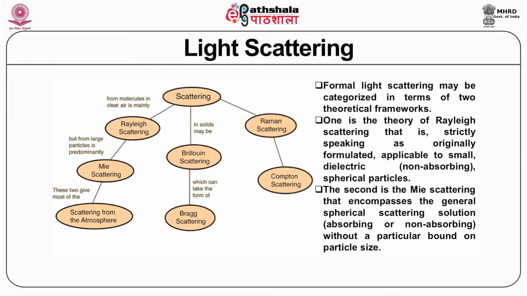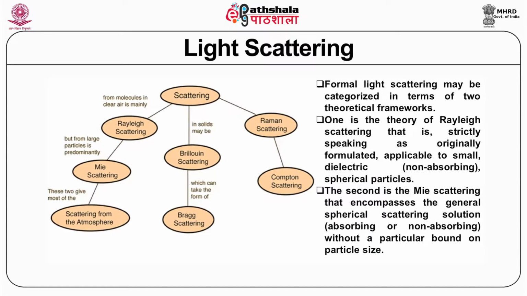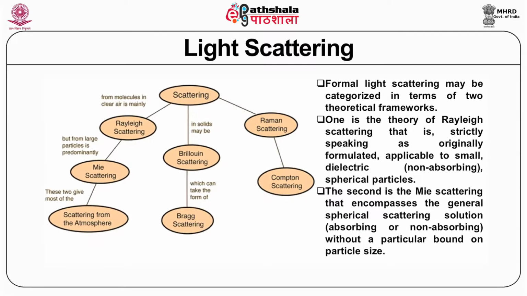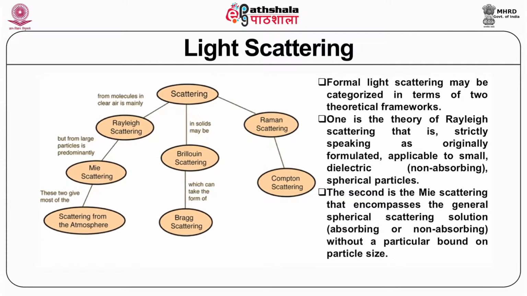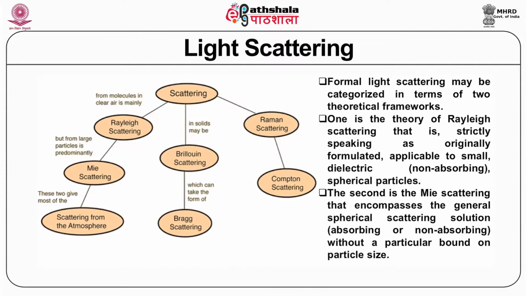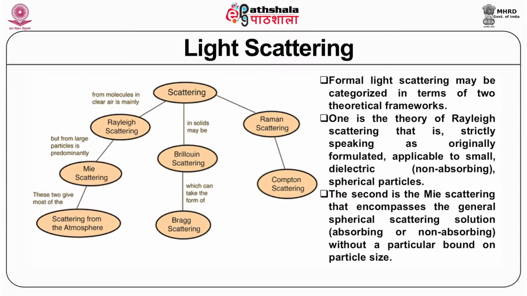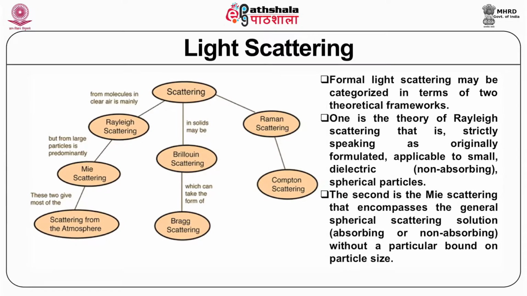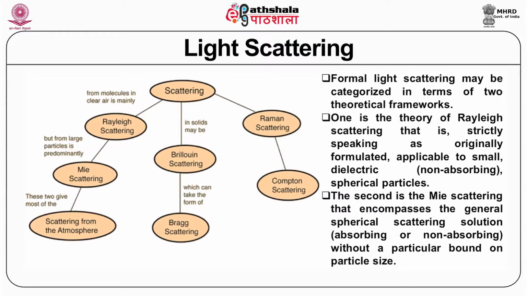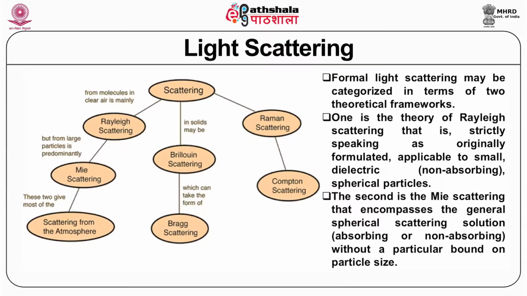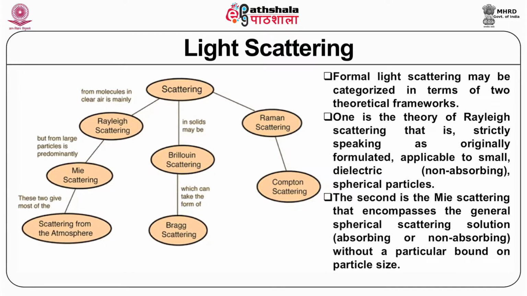So, formal light scattering may be categorized in terms of two theoretical frameworks. One is the theory of Rayleigh scattering, which, strictly speaking as originally formulated, is applicable to a small dielectric, that is, a non-absorbing spherical particle. The second is Mie scattering, which encompasses general spherical scattering in solution, absorbing or non-absorbing, without a particular bound on the particle size.